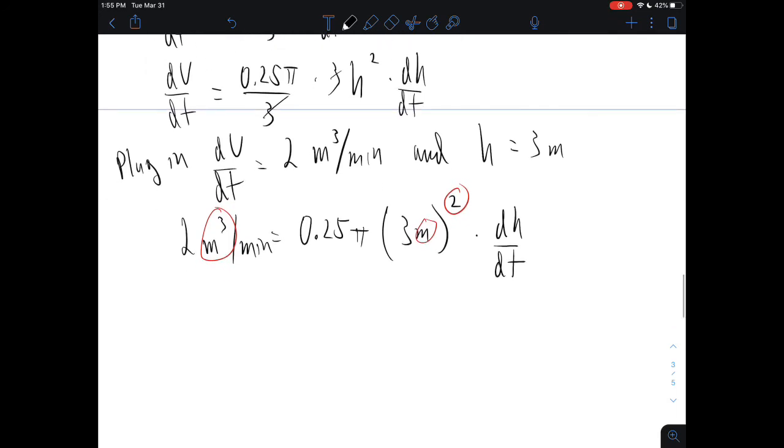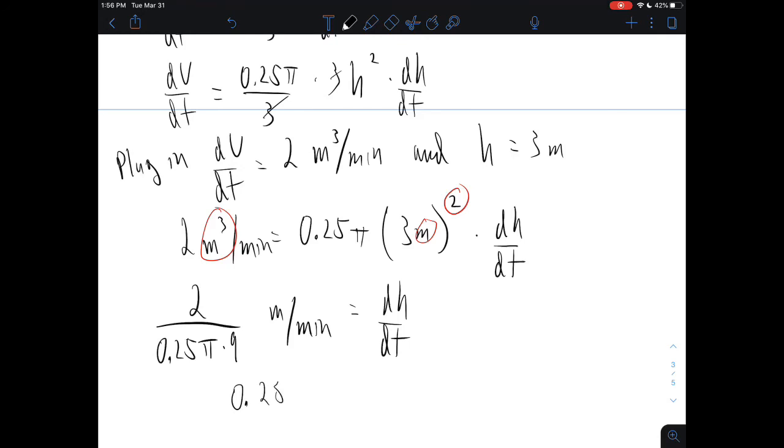So this turns into 2 divided by 0.25 pi, and then I'm also dividing by 3 squared, which is 9, and this would be meters per minute. And for this one, how about we get a decimal? So 2 divided by 0.25 pi times 9. And that gives me approximately 0.283 meters per minute, approximately, as dh/dt.